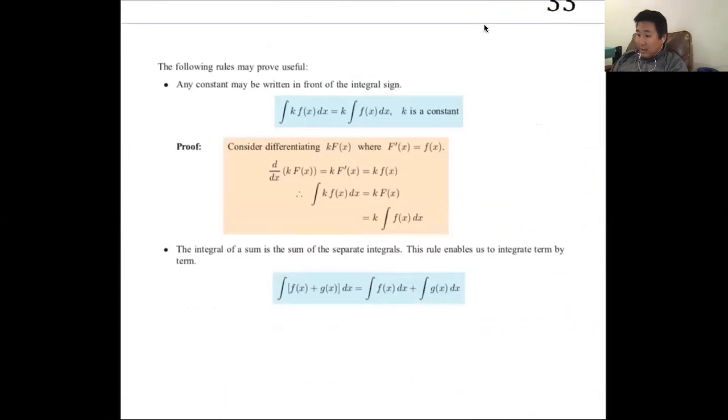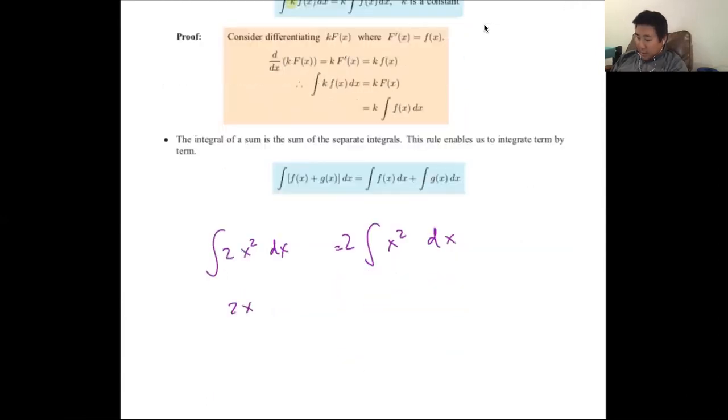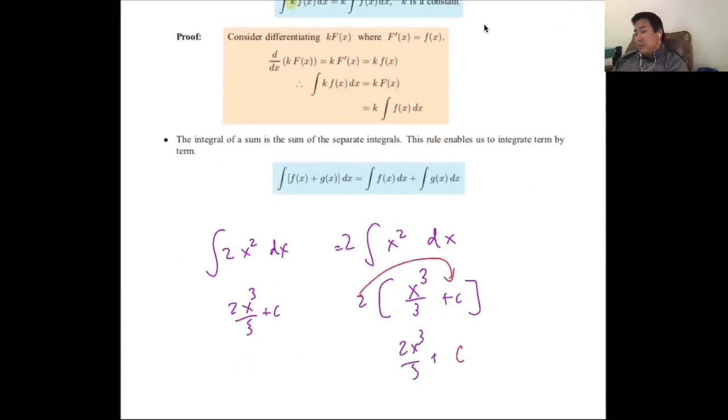If you have a constant, you can bring it out to the front. So say you had 2x squared, integral of that, you could do 2 times the integral of x squared dx. So this is 2x cubed over 3 plus c, and this is 2 times x cubed over 3 plus c. Well, technically plus c. Distribute the 2, you get 2x cubed over 3 plus, and this is where it gets really confusing. 2 times a constant is just a new constant, so you should just put c. If you put 2c, that's wrong, so you just put a big C.